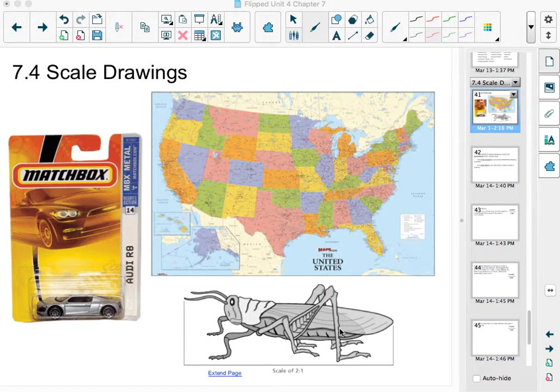This is a scale drawing of a grasshopper. It tells us the scale is 2 to 1. That means our model is 2 times as big as what the actual grasshopper would be.